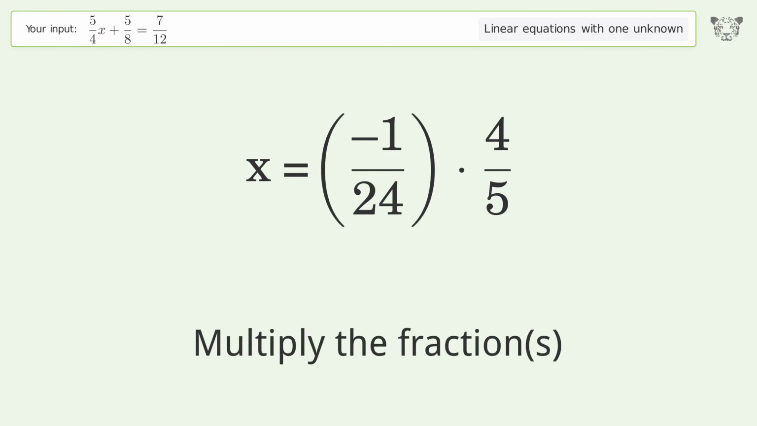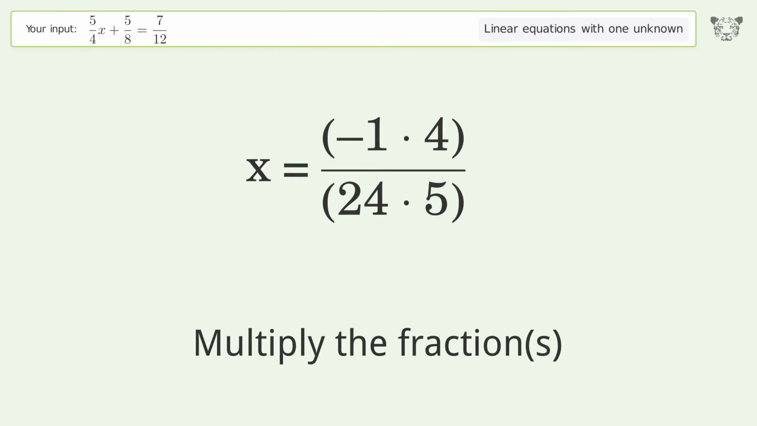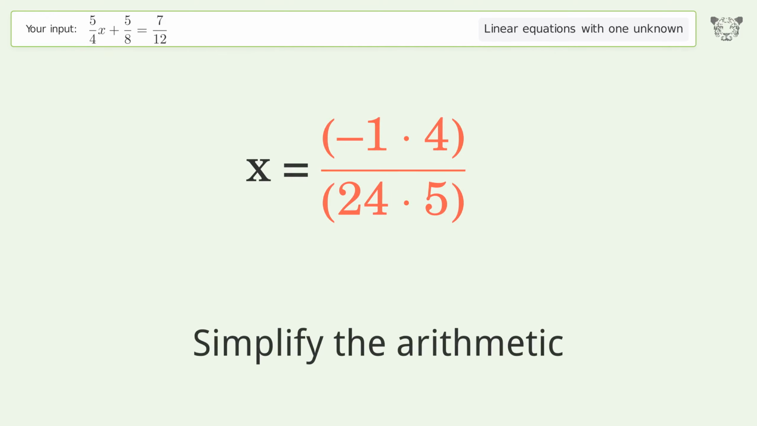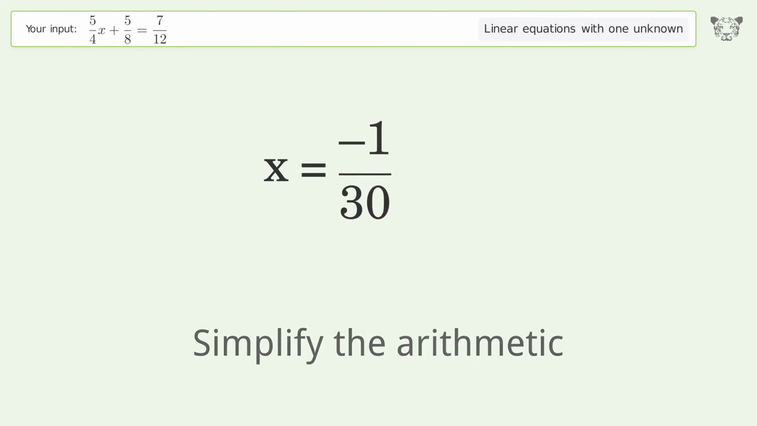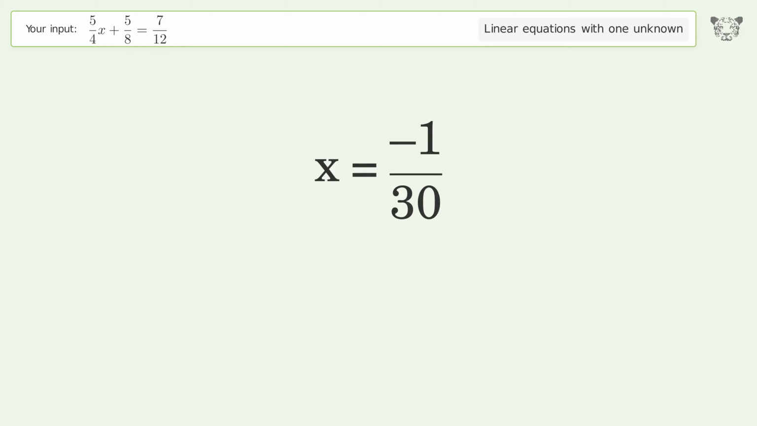Multiply the fractions. Simplify the arithmetic. And so the final result is x equals -1/30.